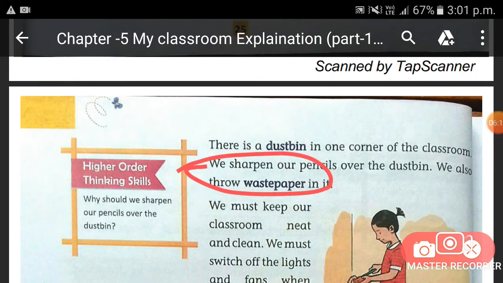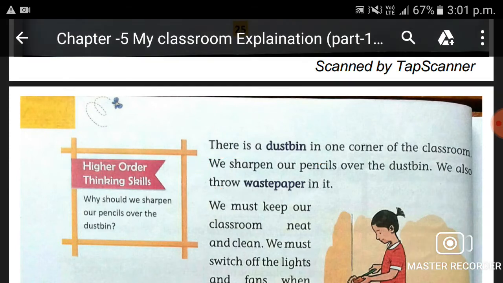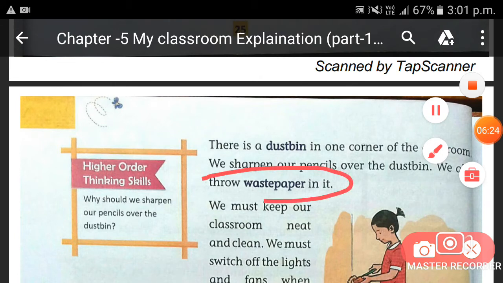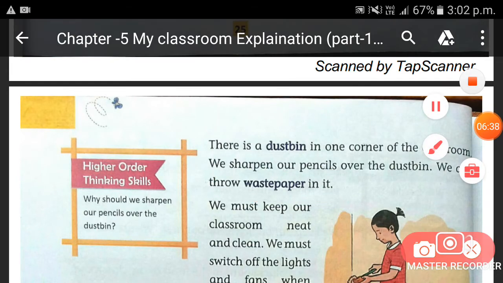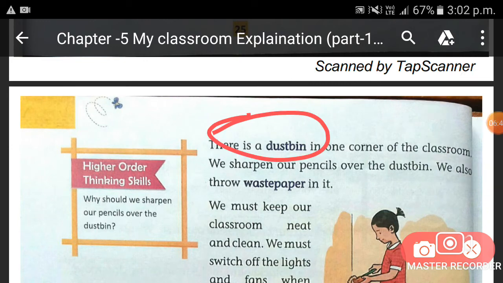So paper that cannot be used and is thrown away is called waste paper. A paper that is a waste, that is of no use and is thrown away, is called a waste paper. And a dustbin is a thing into which waste is thrown. Okay, is that clear?